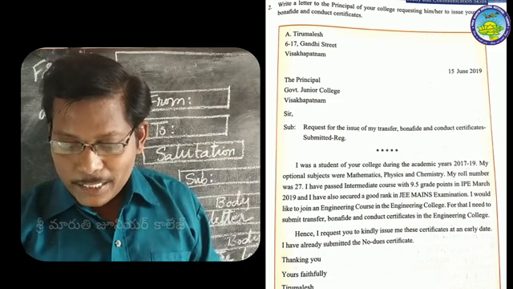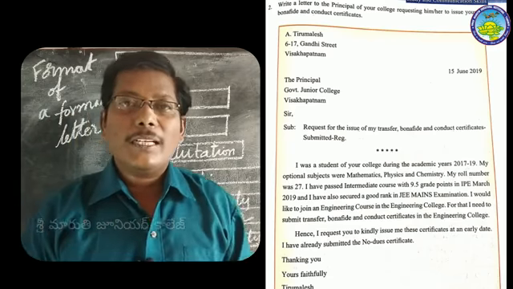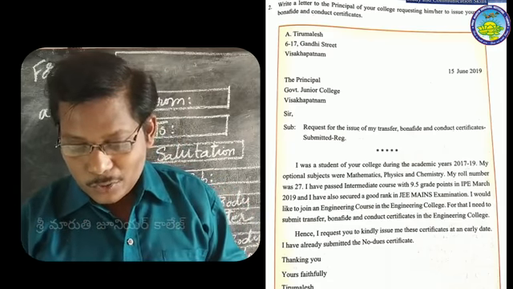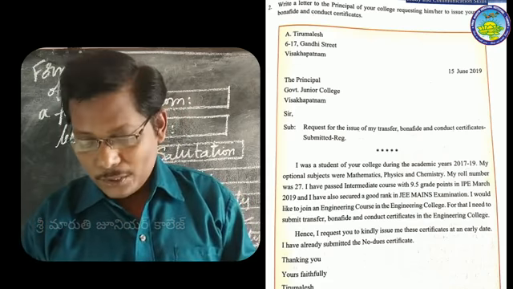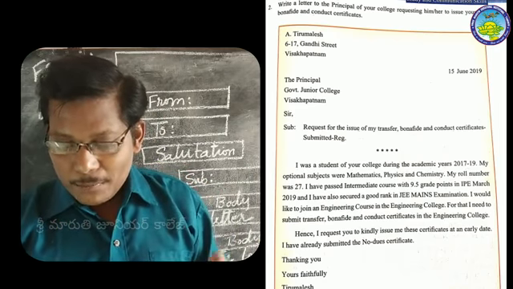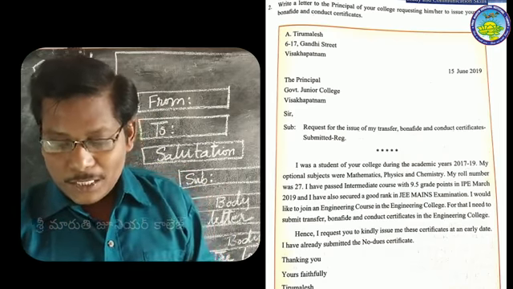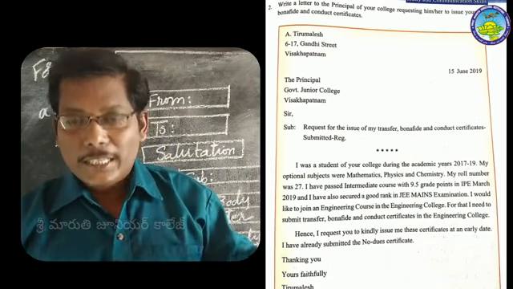I have passed intermediate course with 9.5 grade points in IPE. IPE is nothing but Intermediate Public Examination, March 2019. So he completed his intermediate in March 2019, that too with a grade points of 9.5. And I have also secured a good rank in JEE mains examination. After completion of his MPC intermediate, he appeared for JEE mains examination, and in that entrance also he got a very good rank. I would like to join an engineering course in the engineering college. So he got a good rank in JEE mains, so he wants to join engineering.